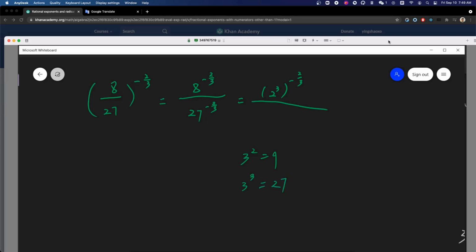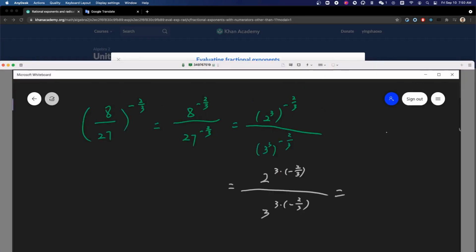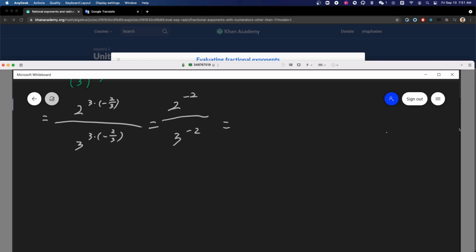So basically, we could rewrite the 27 as 3 to the 3rd power, then to the negative 2 over 3. After that, we could do something like this. We could say 2 to the 3 times negative 2 over 3, over 3 to the 3 times negative 2 over 3. In this case, it would just be equal to 2 to the negative 2 power over 3 to the negative 2 power. Then we extract the negative 2 power out, and we will get something like this. Can we do something with the negative exponents? I don't know, but I think this is fine for now.